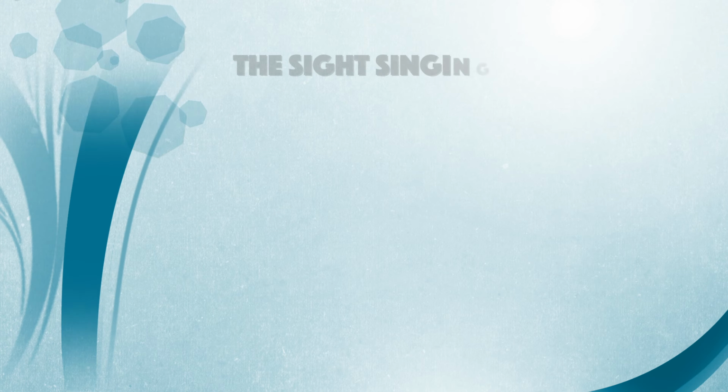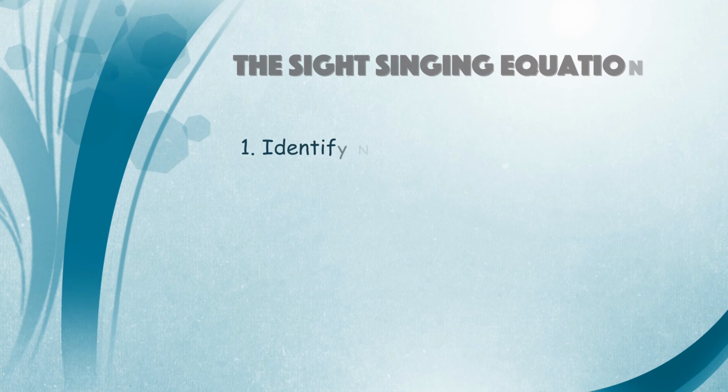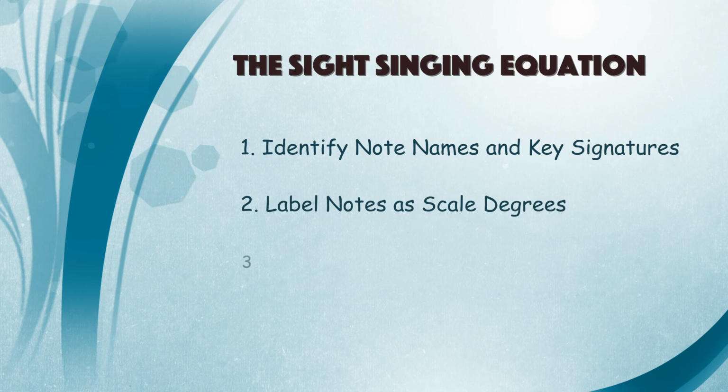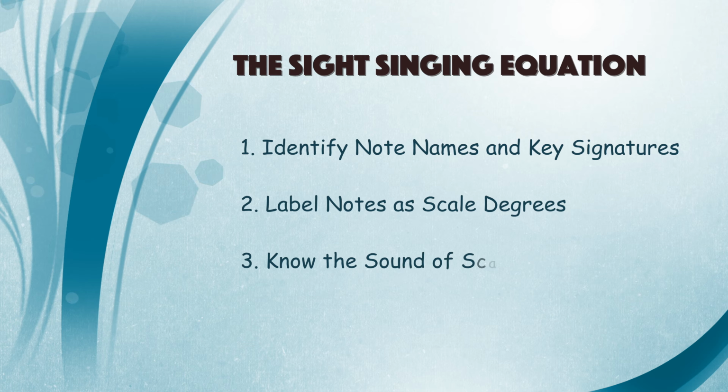Now, there are a lot of approaches to teaching this, but I break it down into 3 essential skills which make up what I call the sight singing equation. These abilities are to be able to identify note names and key signatures, then label the notes as scale degrees in your score, and finally to know scale degrees so well that you can hear them in your head before you sing them.